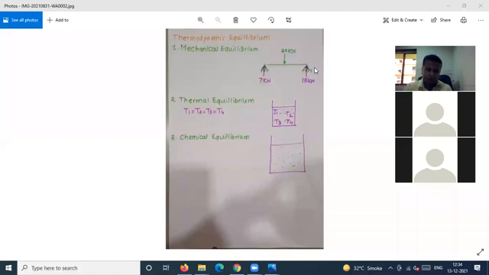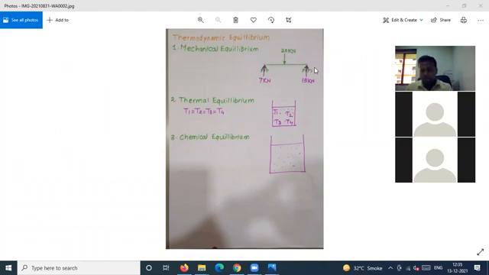Now the next point is chemical equilibrium. If the chemical composition at any point within the system is the same, it is said to be in chemical equilibrium. In simple terms, there should not be any chemical reaction within the system, because if there is a chemical reaction, the chemical composition will change, and that should not happen. So if you measure the chemical composition at any point and it comes out the same, the system is in chemical equilibrium.